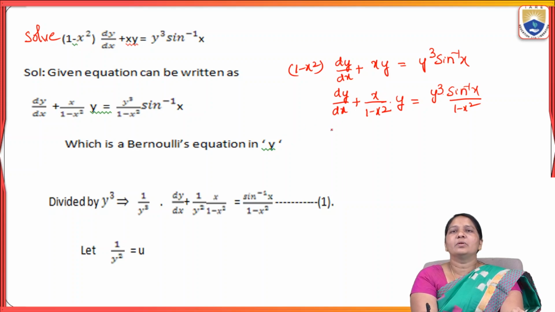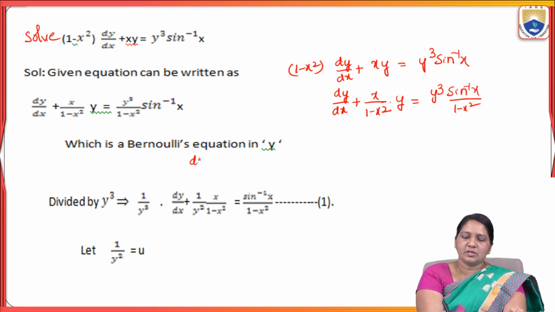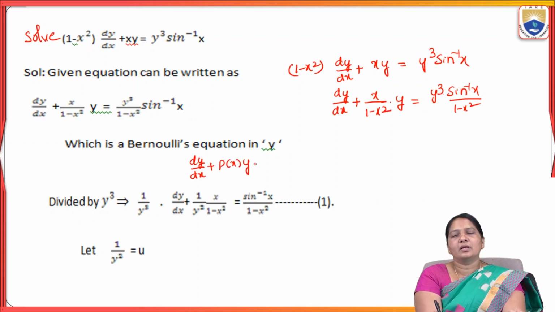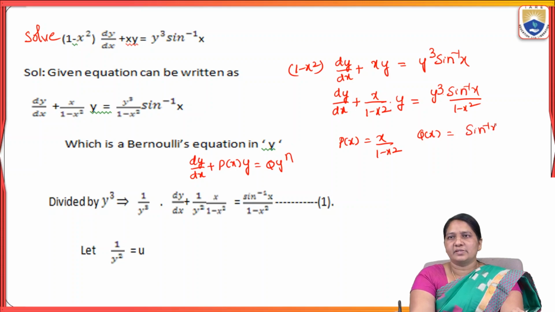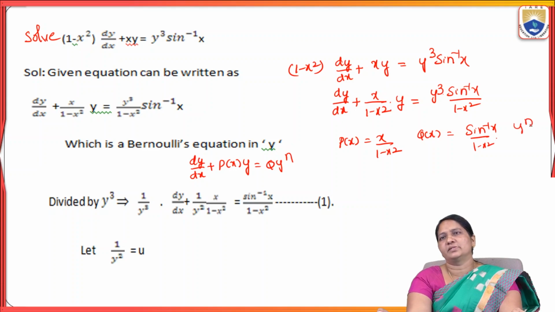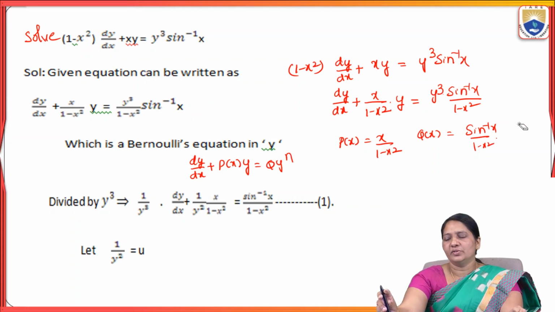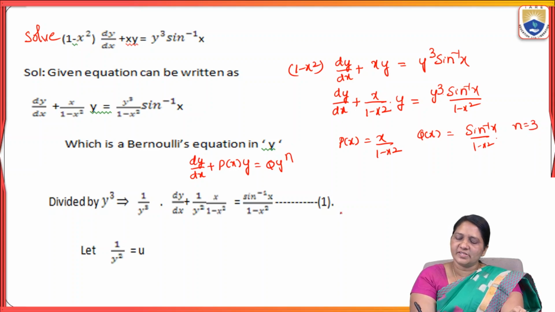So when I am comparing with the Bernoulli's equation, what is the Bernoulli's equation? dy by dx plus p of x into y is equal to q into y power n. So what is the p of x value? P of x value is x by 1 minus x square. What is the q of x value? Q of x value is sine inverse x by 1 minus x square. And here y power n is there, that is nothing but y cube, so n value is 3. Now what is the first step I have to do?